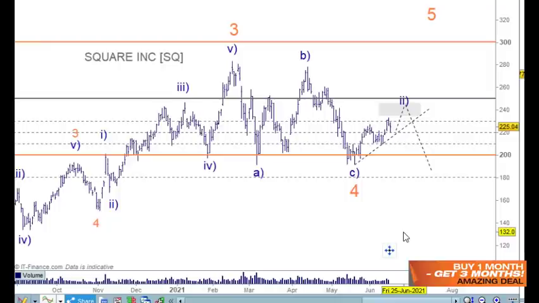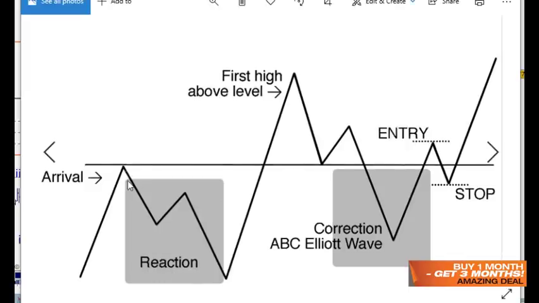It doesn't have support on that level there, so that will be a bit of a telltale sign of whether it is going to be bullish. So it would need to find support on that level there. We'll give it a little bit of time, because it's just arrived there, and in the classic trading levels pattern it's just got the arrival here, so it's got the reaction. So we want to see if it's got the first high above the level, and then it'll have its correction, and if it gets support back over here, then we'll move back in on the long side.